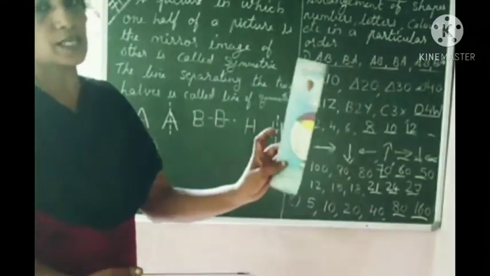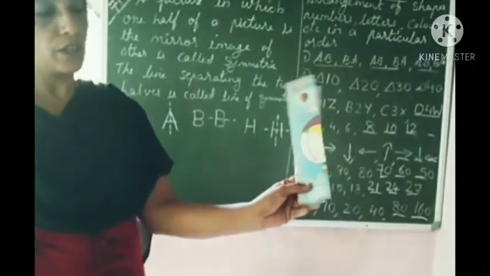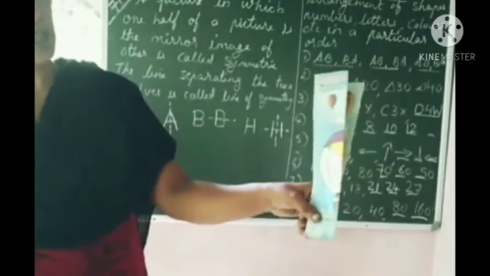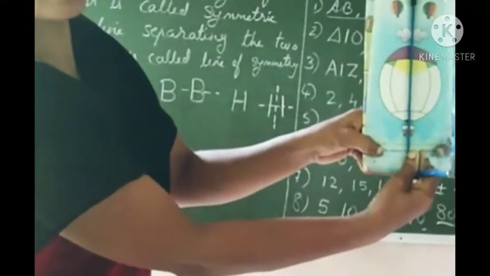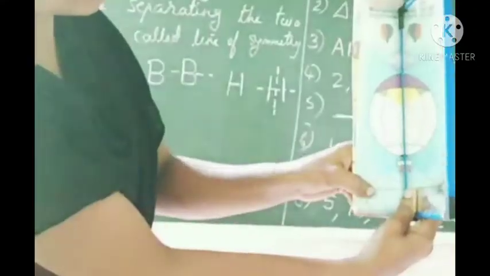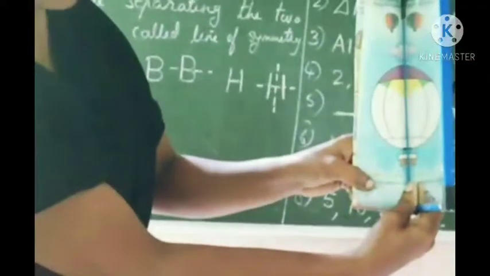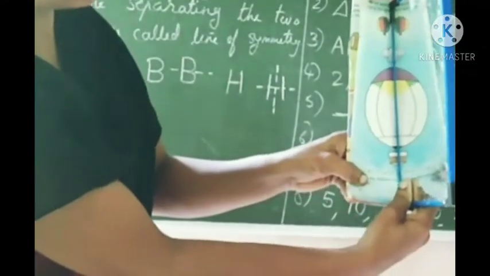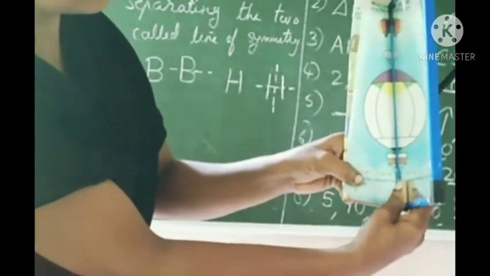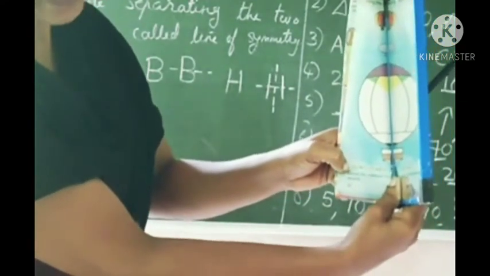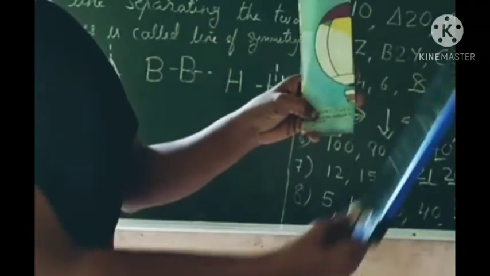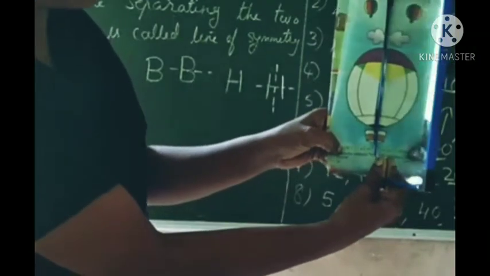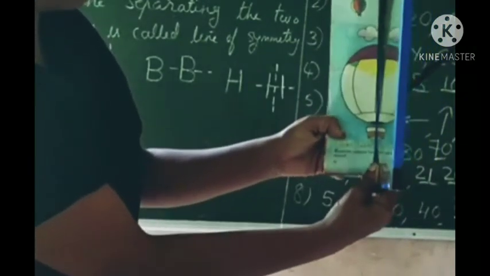Listen here. Only half of the picture is given. This is half of a parachute or something. If I keep a mirror here, can you see the full picture? Yes. This is called the mirror image. Inside the mirror, you can see the other half. This is the mirror image of the original one. Understood? If we draw only half and keep a mirror, we can see the full part. Understood?